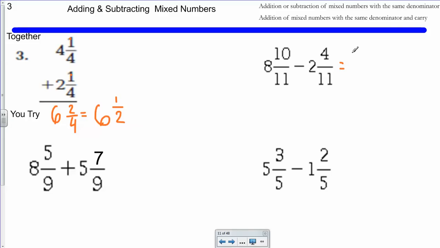So in this problem, I'm going to have 10 minus 4 is 6. 8 minus 2 is 6. So 6 6/11. I cannot do anything to simplify that. So that's my final answer. Go ahead and hit pause and try the you tries, and I'll be back with the correct answer.